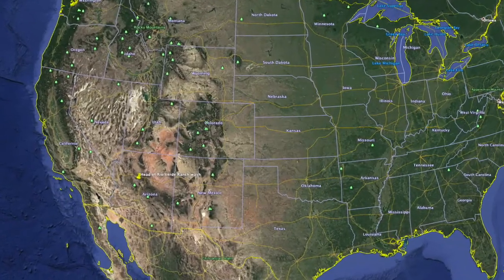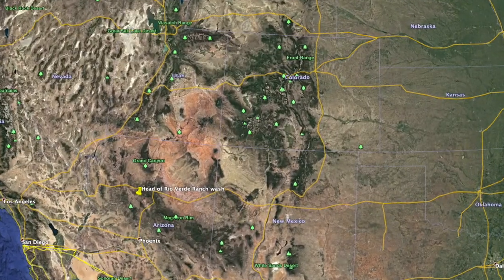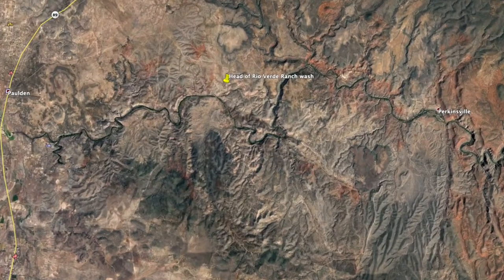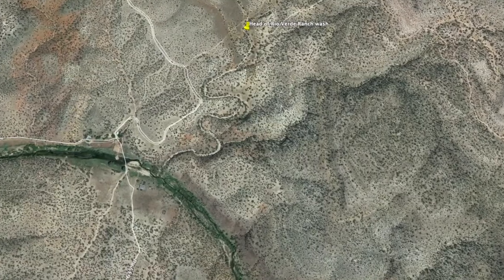series. Today I want to focus on a particular plant, and I'm going to put that plant in the context of evolution through natural selection. I'm standing in a wash about 10 miles east of a little town called Paulden, Arizona, which is at the northern end of the Mogollon Highlands.